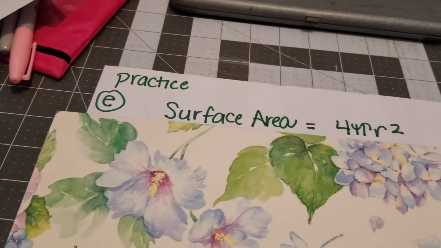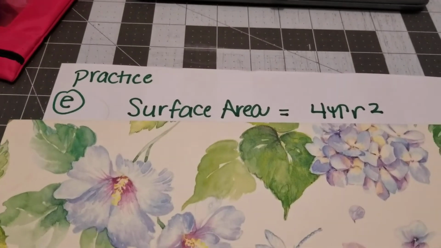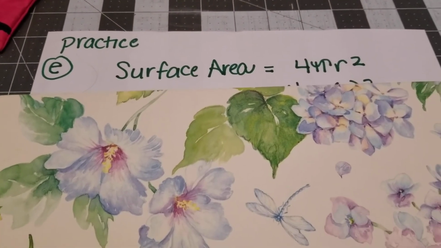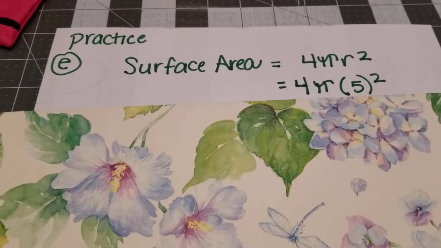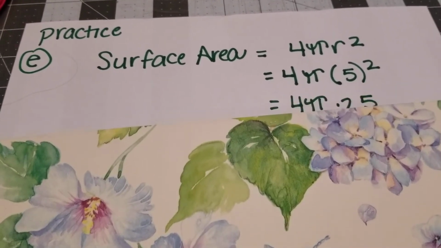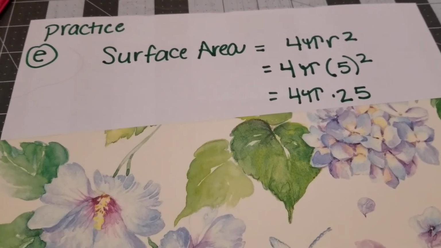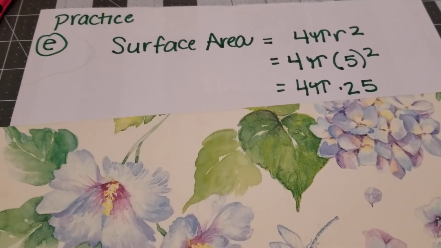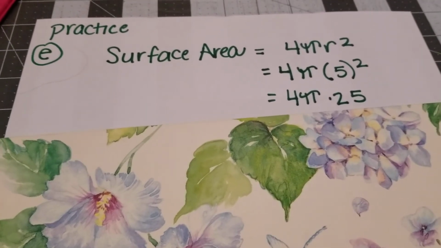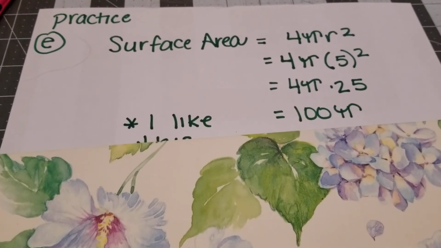Practice E talks about surface area. So in this case, we're going to write out our formula, 4 pi r squared. The surface area that we're looking for has a radius of 5. So I'm substituting that in. Okay, 4 pi times 25, 5 squared, right? I'm using order of operations. Do those exponents first. Now I took my 4 times my pi and I got 100 pi.